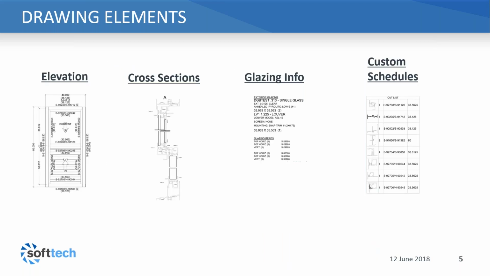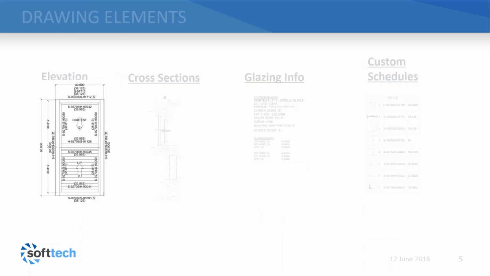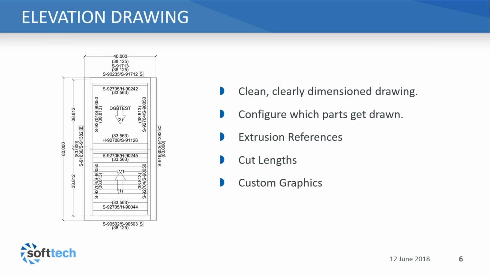So I'm going to talk a little bit more about some of the items on the page and how we created them. Just to start off, we're going to look at the elevation drawing. The important thing here was really just to create a clean, clearly dimensioned drawing that contained all the information that the guys in the shop needed to put the window together.